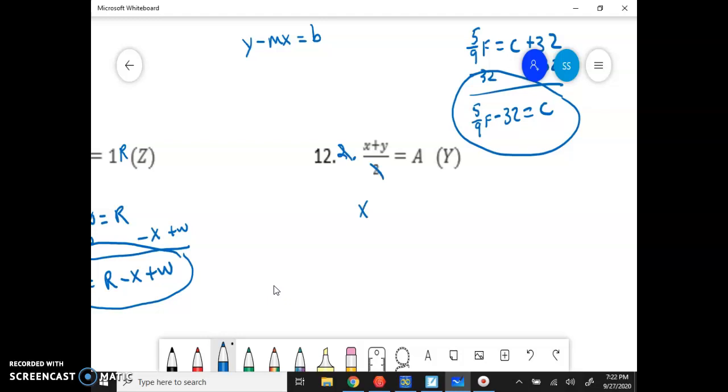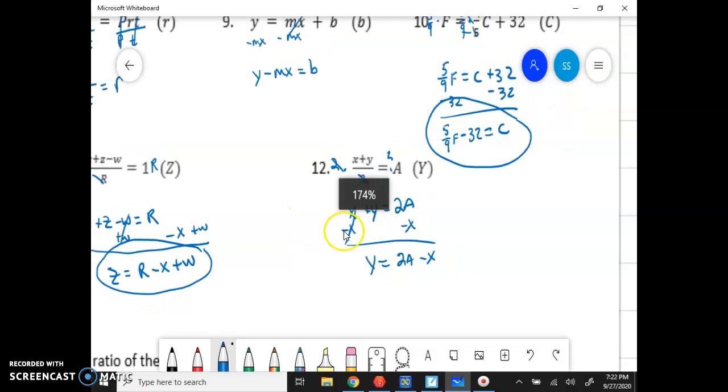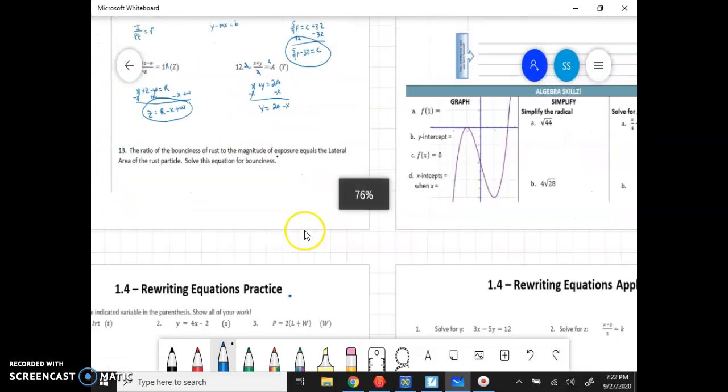So now I'm left with x plus y is equal to 2a, right? I multiply by 2 on both sides. Do it to one side, got to do it to the other. And now I just need to get rid of this x. So I subtract x over here. Do it to one side, got to do it to the other. I'm left with y is equal to 2a minus x.